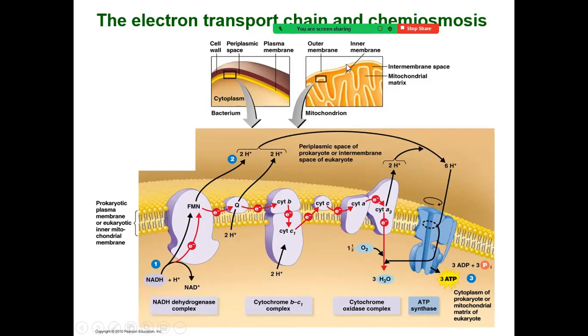So in eukaryotes, that's happening in and across the inner membrane, and then the hydrogen ions are pumped between the inner membrane and the outer membrane. For prokaryotes, this happens in the cell membrane, and it's the same proteins in a membrane. It's just the cell membrane instead of the inner membrane. And then the hydrogen ions are pumped from this side of the membrane to this side of the membrane. Where they are here is in the cell wall.